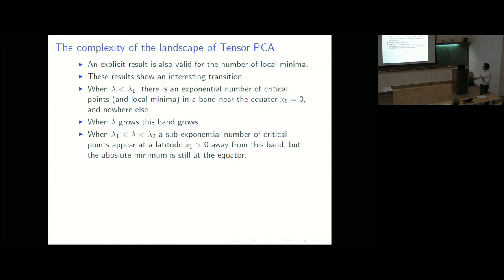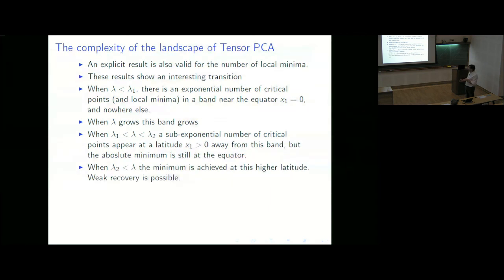Then, when lambda grows, this band grows in width. But then when lambda gets above lambda 1, you have a sub-exponential number of critical points which appear at this latitude, away from this band, but the absolute minimum, as I said before, is still at the equator, not here. And then, when lambda is larger than lambda 2, the minimum is achieved at this higher latitude. And this lambda 2 is 1.